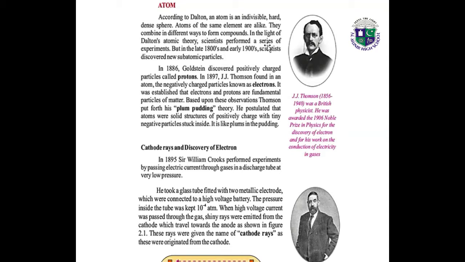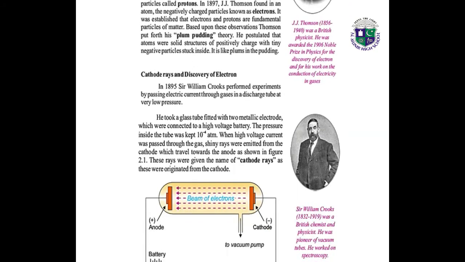Scientists performed a series of experiments, but in the late 1880s and 90s, scientists discovered new subatomic particles, protons and electrons, and they presented the plum pudding theory, which is based upon these observations of Thomson. He postulated that atoms were solid structures of positive charge with tiny negatively charged particles stuck inside. So it is like plums in the pudding. This theory is known as the plum pudding theory.